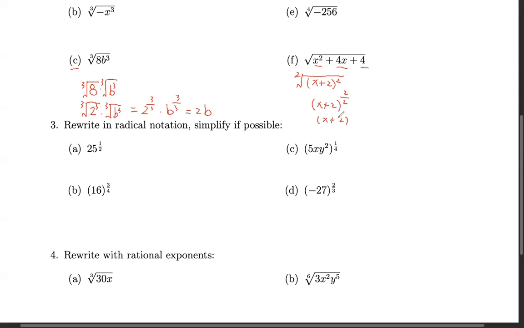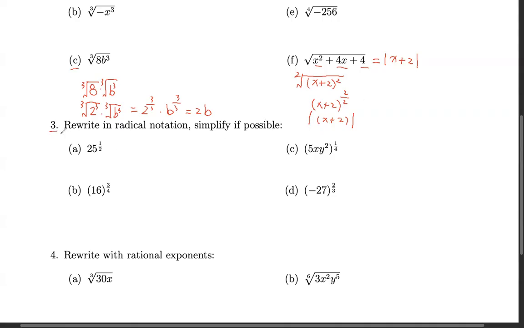But because we're in the real number system, we want to force this to be non-negative. So we need to put an absolute value around it to make sure this is not a negative number. Because this is a perfect square, if x plus 2 itself is negative, the square will change the negative to positive. So we need to put an absolute value around this, x plus 2.